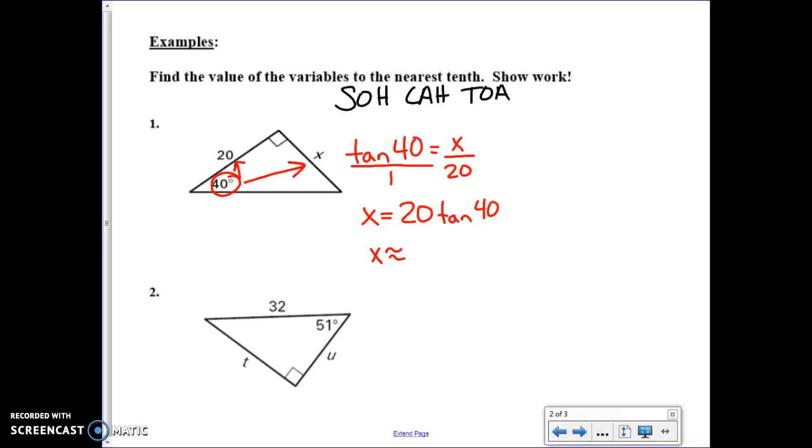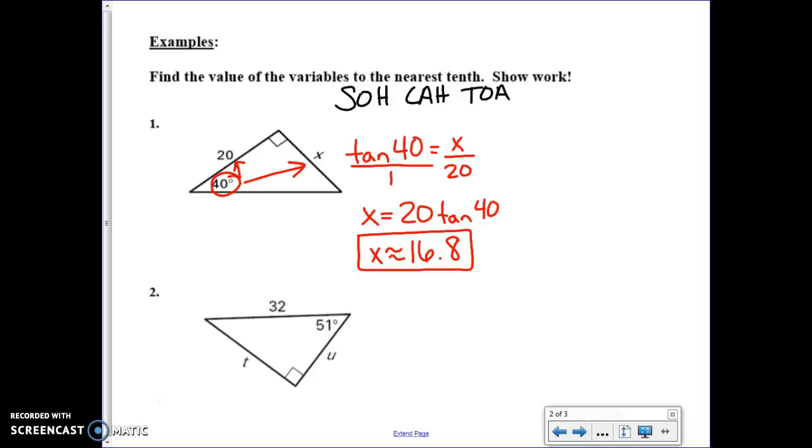So you're going to type 20 times the tangent of 40 in your calculator, and you will get about 16.8. If you are not getting that when you type it in, it may be that your settings are incorrect, that you are in radian mode instead of degree mode. If you know how to change that, go ahead and change that and see if you can get the right answer. If you don't know how to change that, please come see me or ask me in class, and I will make sure that we can get your calculator reading the right thing there.